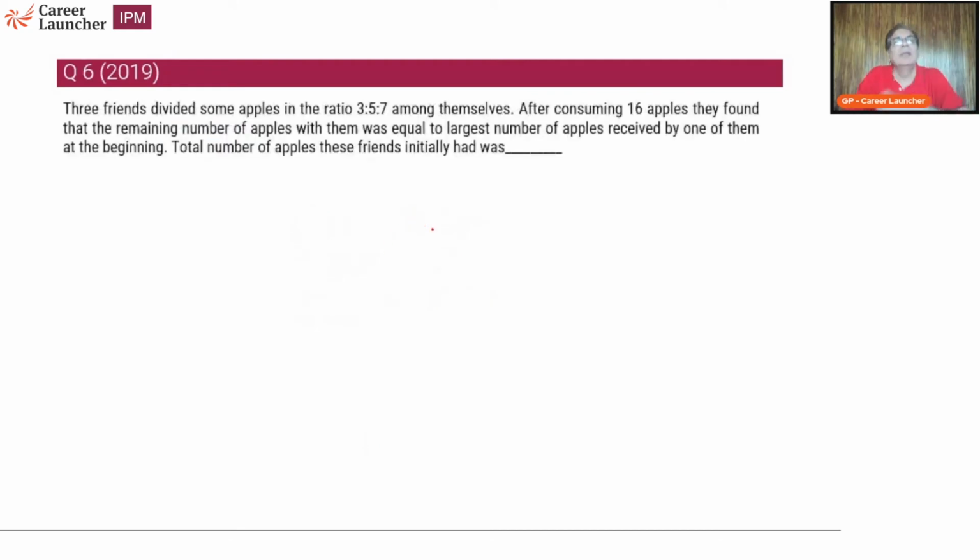Okay. Next. 3 friends divided some apples in the ratio of 3:5:7 among themselves. Ratios, class 9, 10th. Okay. Ratios questions. Ratio is something that should be simple for all of you. After consuming 11, 16 apples, they found the remaining number of apples with them was equal to this, okay, total number of apples. Simple question of ratios to be definitely attempted. So in addition to question 1, 2, we now have question 6 also. So we have attempted 3 questions out of 6 correctly.